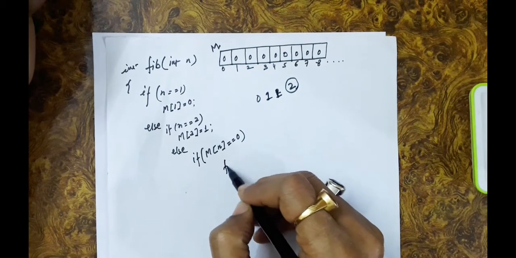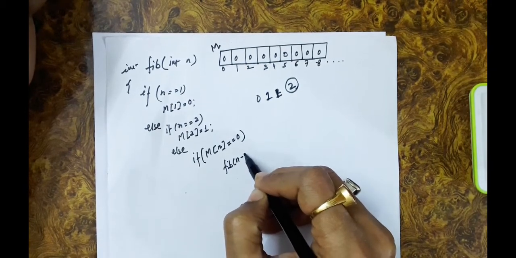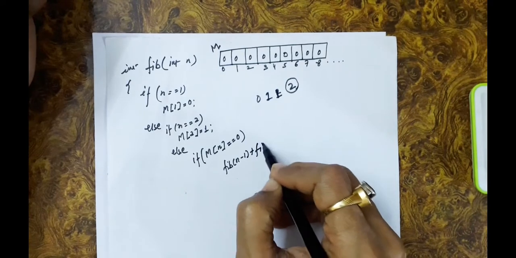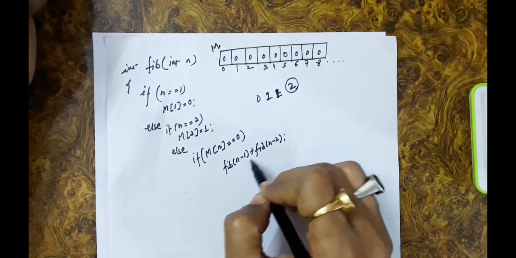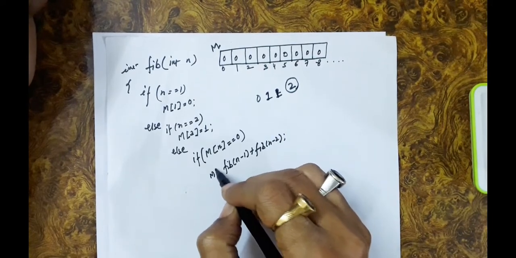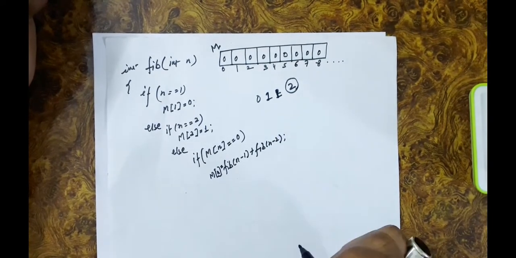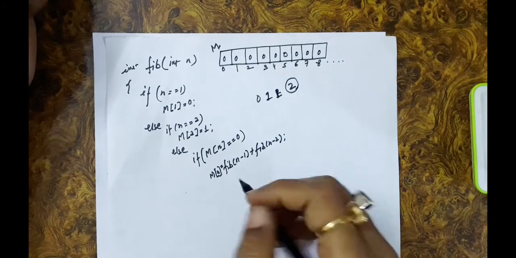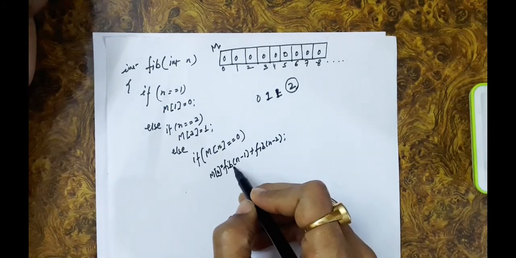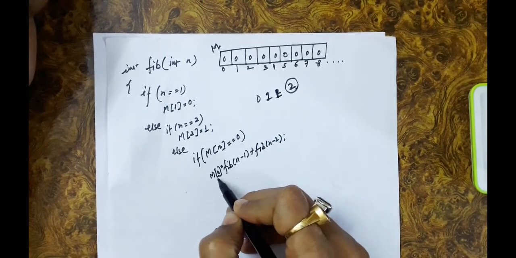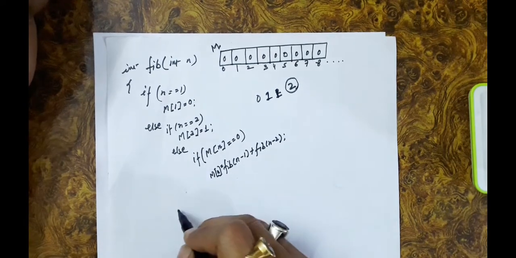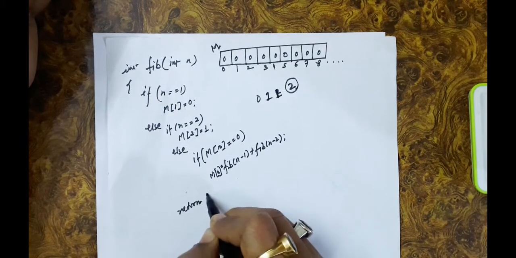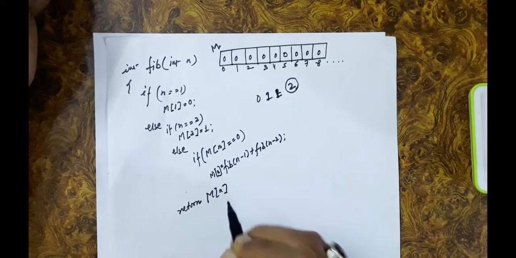So how can the recursive call be made? Just like earlier, Fibonacci n minus 1 plus Fibonacci n minus 2. But once we have found the value of the nth term, let us store it in the table itself. We have found the value of the nth term, so let us store that in the table. And once we have found it, let us return M N in the last.